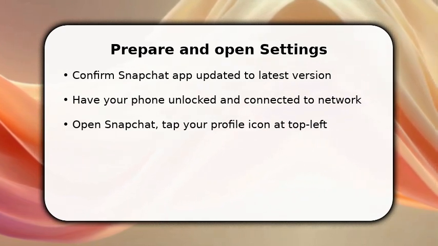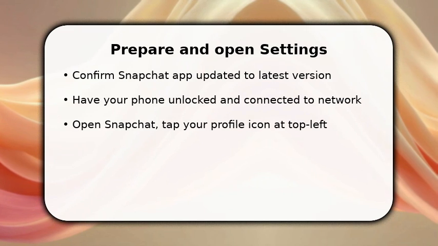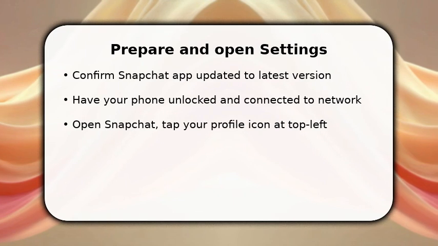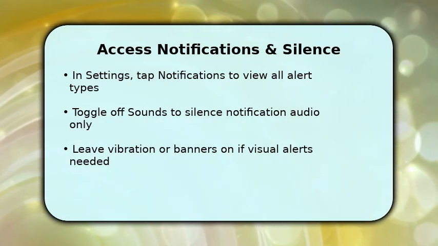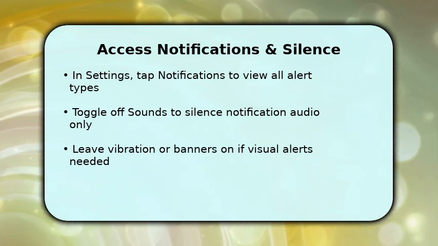Make sure you have the exact account open if you manage multiple logins, because notification settings apply per account, and you want to mute only the intended profile. Now in Settings, scroll to Notifications and tap it. This reveals every alert type Snapchat sends.